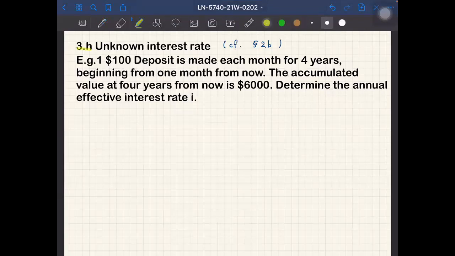Hi, this is section 3H, the unknown interest rate. We have covered unknown interest rate in section 2.b. So this is a kind of review, but the example is more complicated.